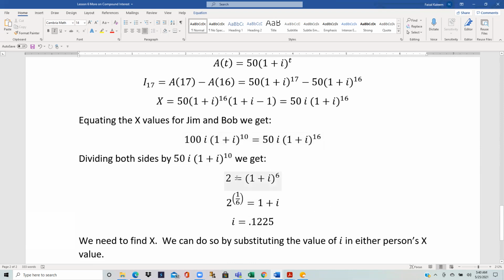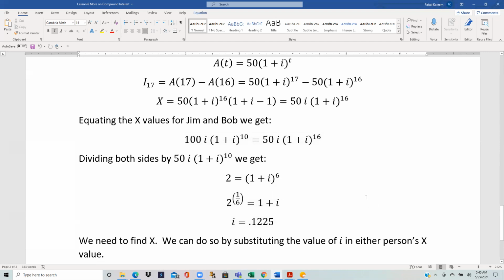So on the left side, we will just get a 2, because the i and 1 plus i to the 10 will be completely canceled out, and 100 divided by 50 will be 2. On the right side, the 50i will be completely canceled out, and when you divide 1 plus i to the 16 by 1 plus i to the 10, you get 1 plus i to the 6. Now you take the power 1/6 on both sides. So 2 to the power 1/6 is 1 plus i, and that gives you i equals 0.1225.